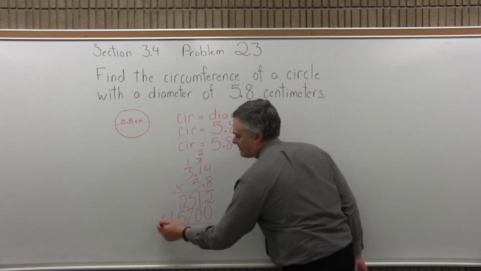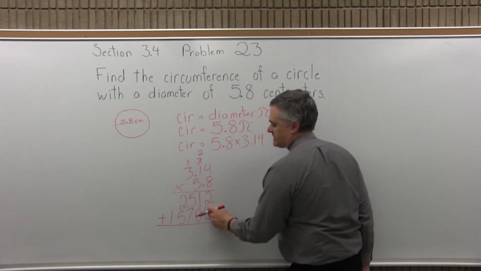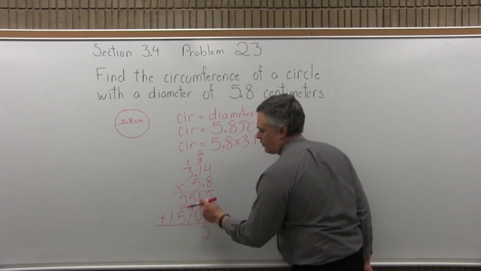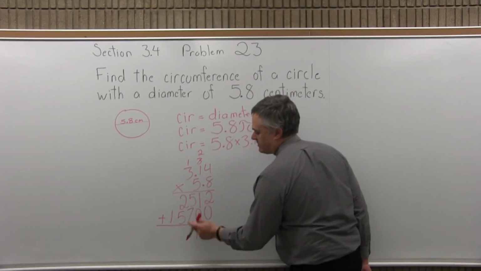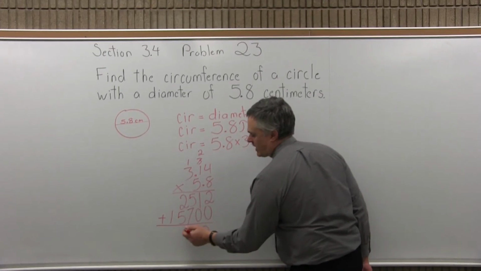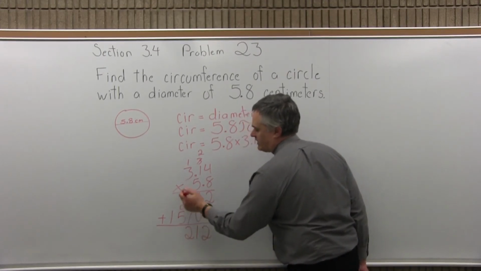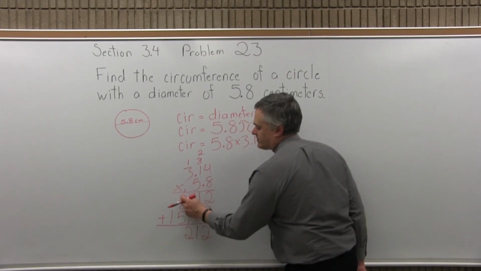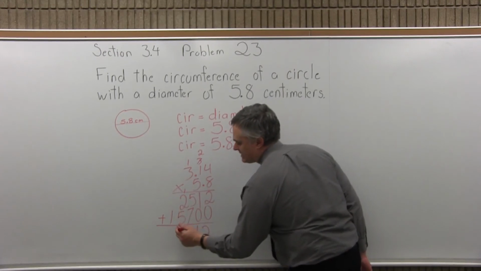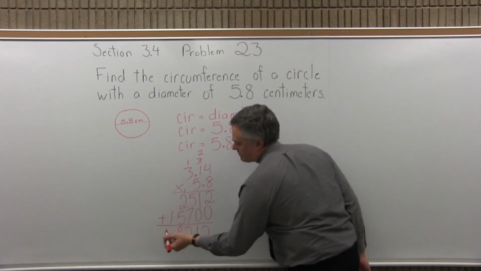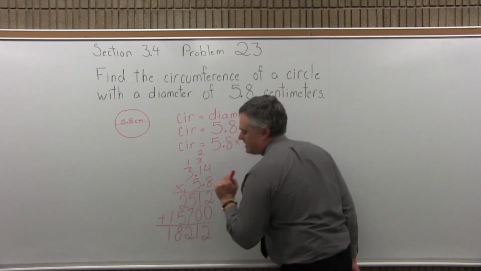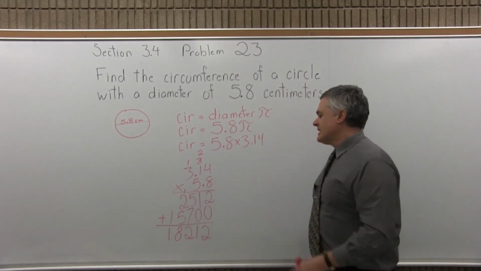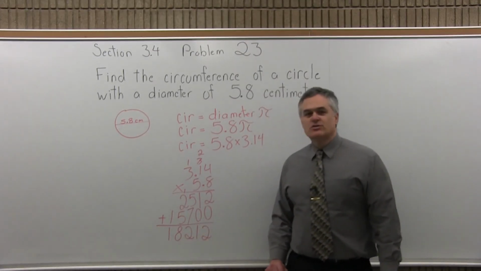And now I can add those results together. 2 plus 0 is 2. 1 plus 0 is 1. 5 plus 7 is 12. So for 12, I write the 2, carry the 1. 1 plus 2 is 3. 3 plus 5 more is 8. And then 1 plus nothing else is 1. So without the decimals, I'd have an answer of 18,212.